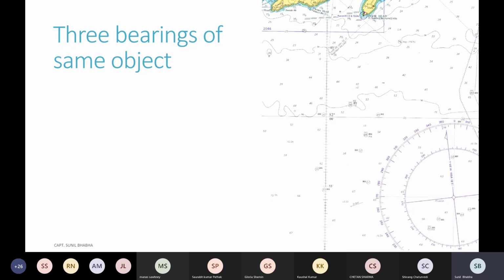We have the chart in front of us now. First of all, we will draw the three bearings given to us. Let's name the object as O. You can see we have Hook Head Lighthouse at this particular location on the chart. That is our object O. This is the first bearing line. You can see it drawn on the chart. Let's name this OX, and this bearing was taken at 1000 hours.